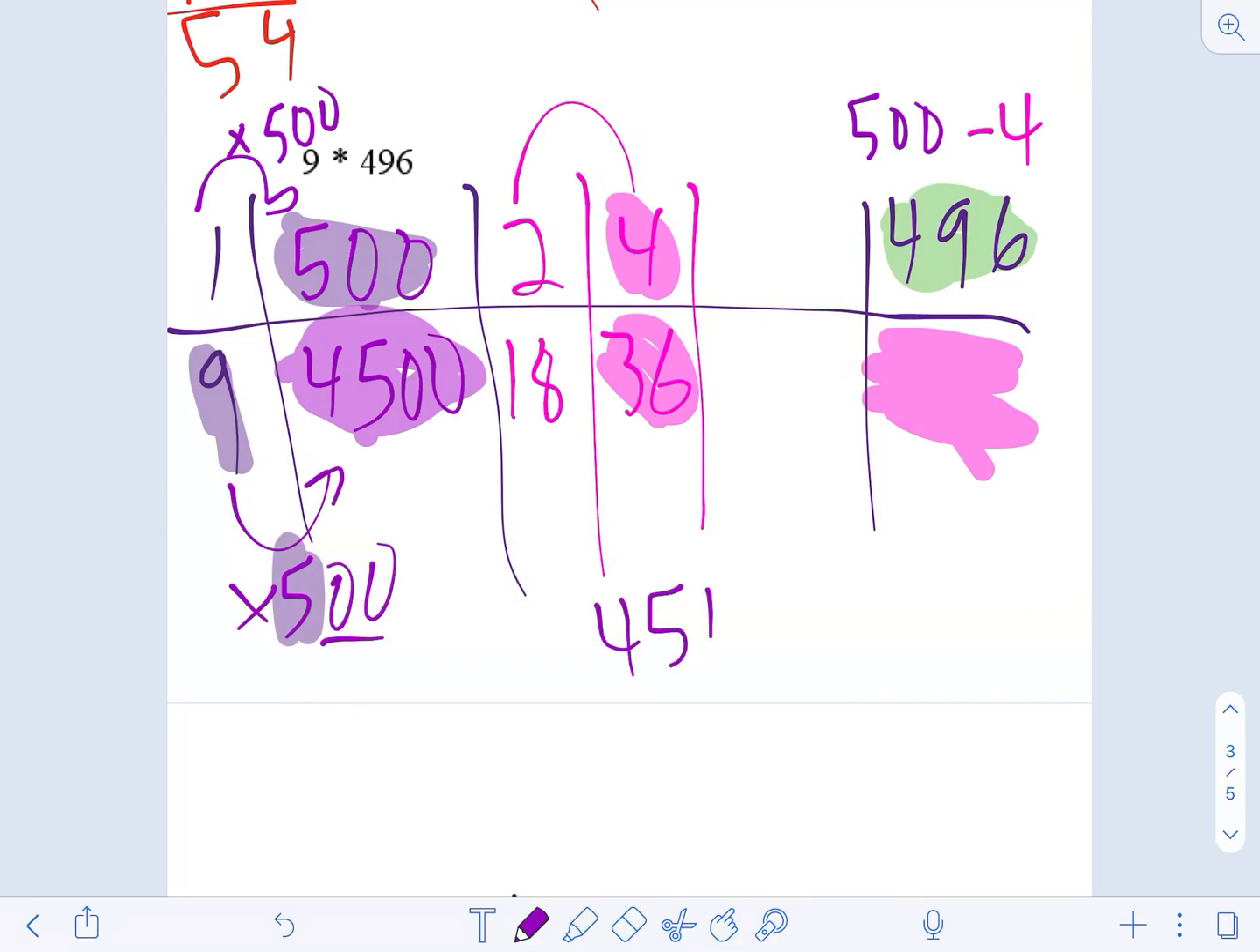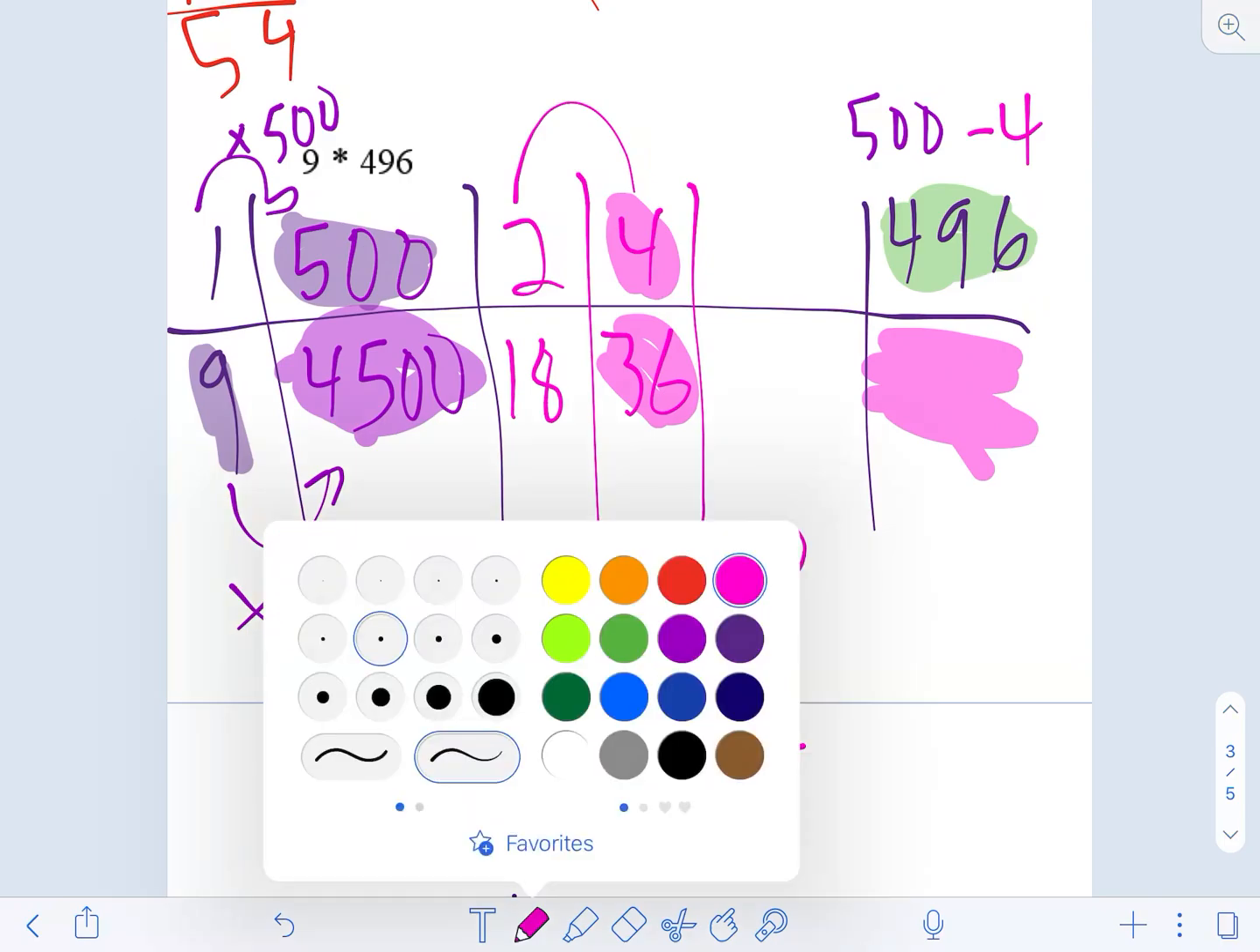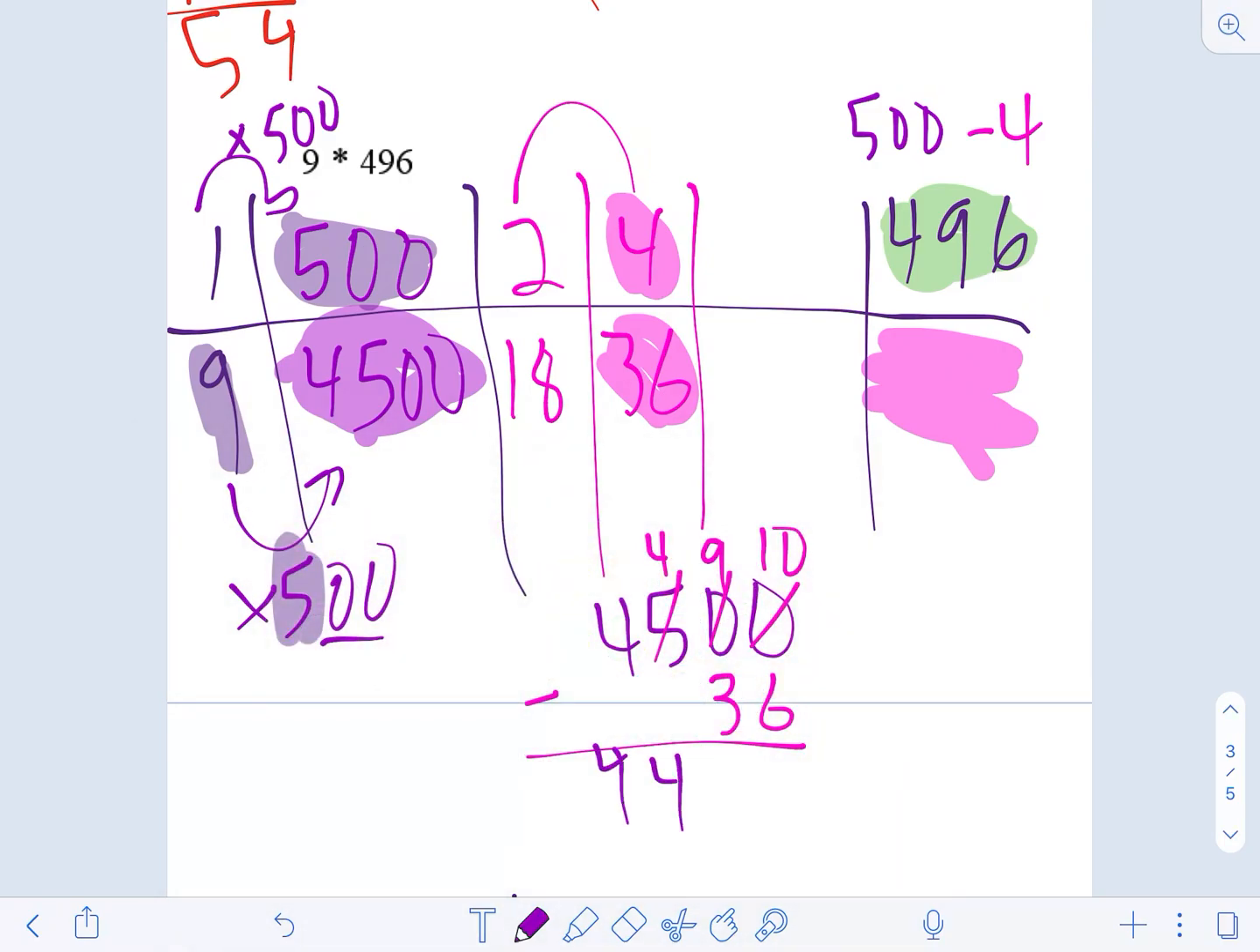So that's 4,500 minus 36. Borrow, boom. So that's a 4, that's a 9, that's a 10. So that will be 4,464. Sweet. That is so cool. You were able to do 9 times 496. And what's cool is that that's only one way to do it. How neat is that?